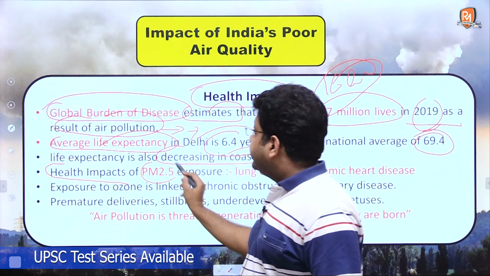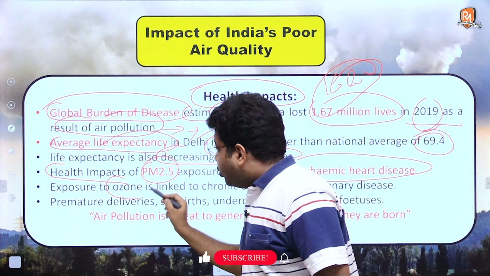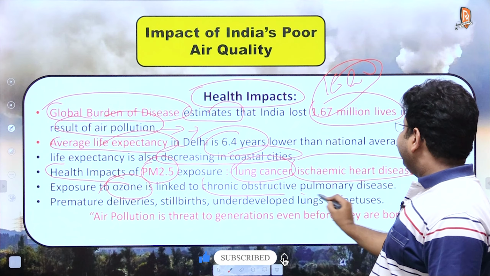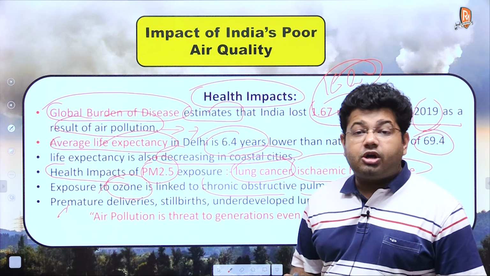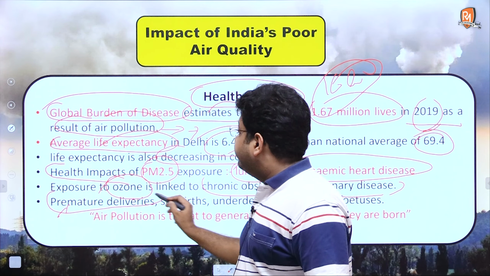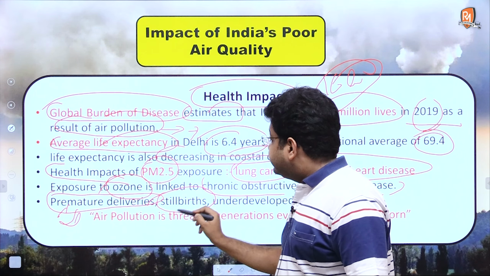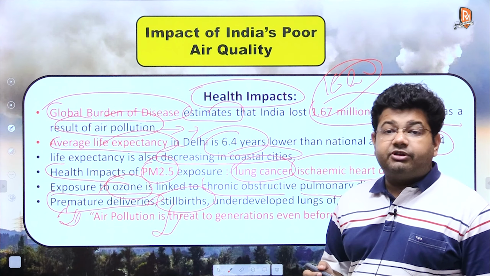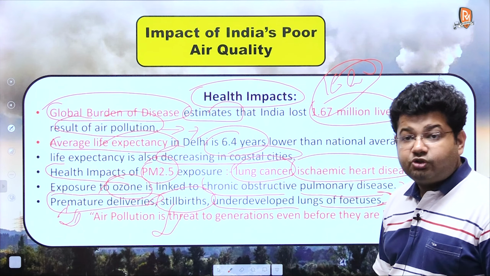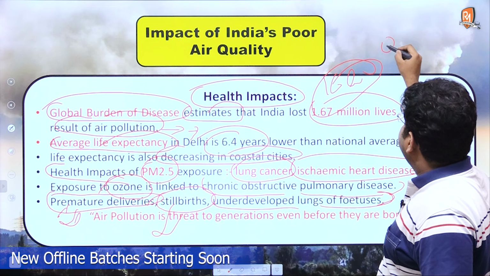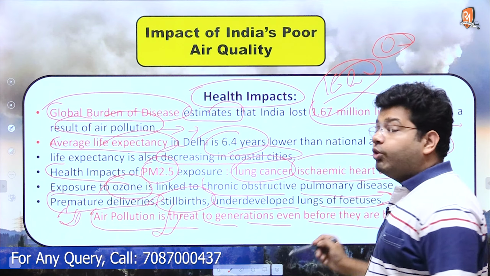Health impacts of particulate matter 2.5 include lung cancer and ischemic heart disease. Exposure to ozone is linked to chronic obstructive pulmonary disease. Besides this, exposure to air pollution for longer times is resulting in premature deliveries, that is, kids are being delivered before time. It is also resulting in stillbirths, that is, the fetus is born dead. Then underdevelopment of the lungs of fetuses is also taking place. So if we have to sum it up in one line, we can say that air pollution is a threat to generations even before they are born.